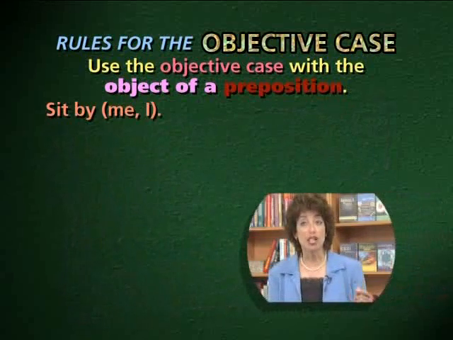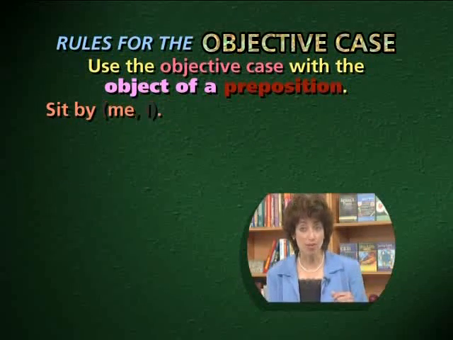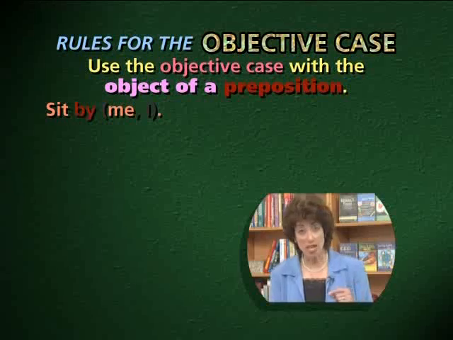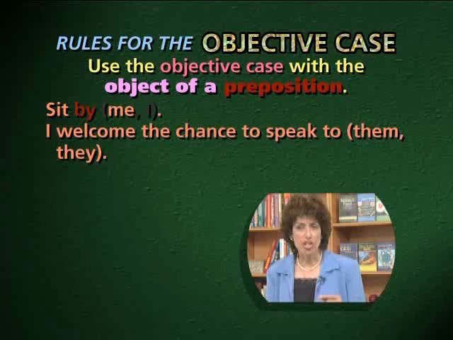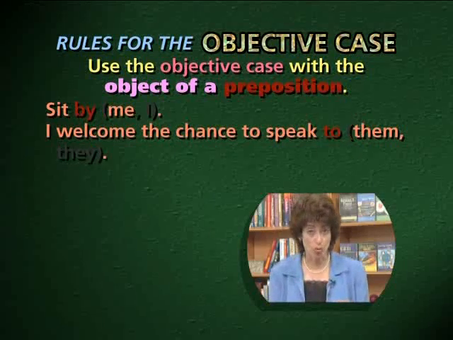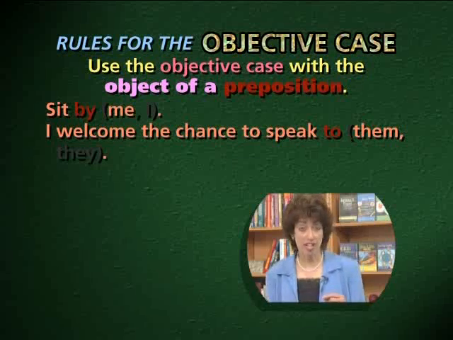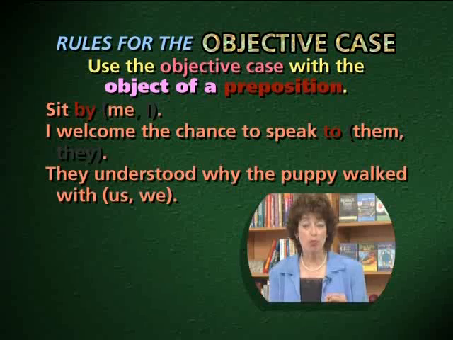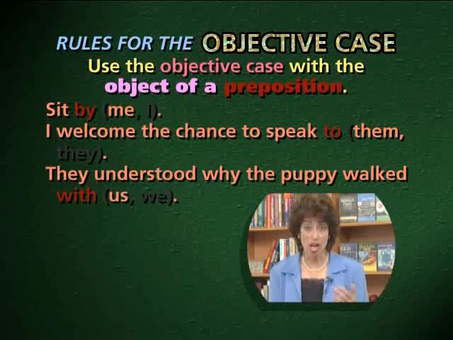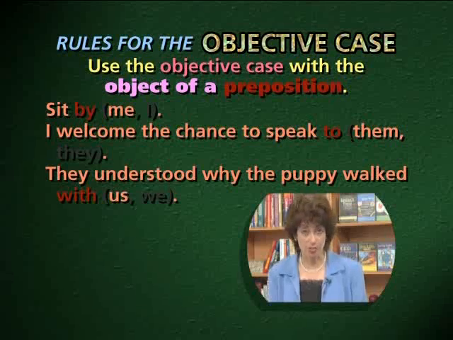Number 1, sit by me. The preposition is by. Me is the object of that preposition. I welcome the chance to speak to them. The preposition is to. So you're using the objective case, them. And number 3, they understood why the puppy walked with us. With is the preposition, the object would be us.